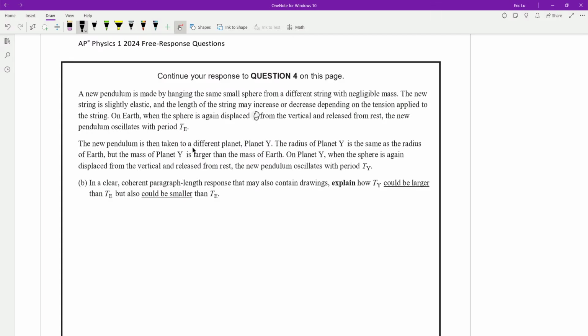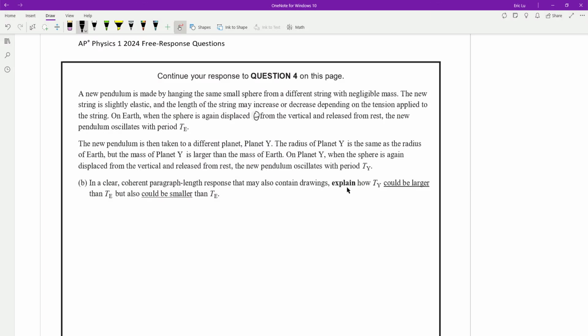The new pendulum is then taken to a different planet, planet Y. The radius is the same, but the mass of planet Y is larger. On planet Y, when the sphere is again displaced from vertical and released from rest, the new pendulum oscillates with period Ty.